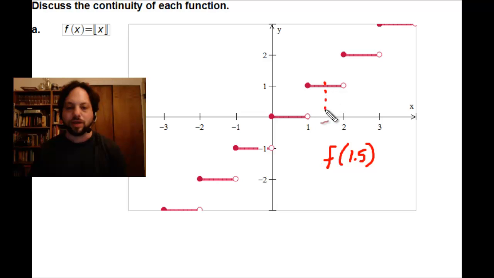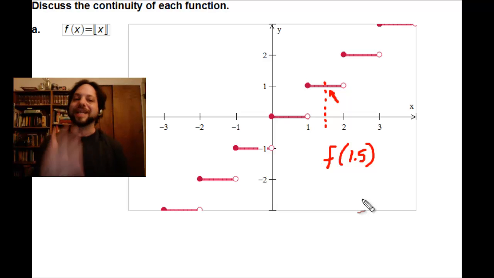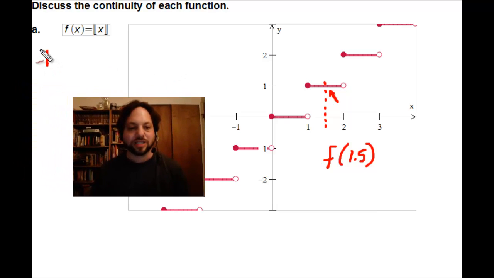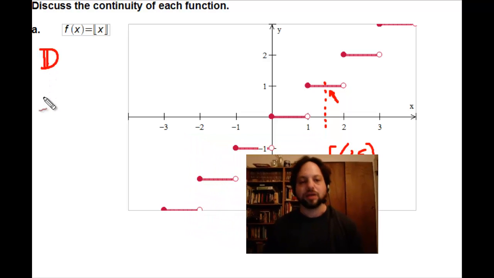And that would be 1. So that is where we get that point from. All right, so that's all the greatest integer function is. Now that we have an idea of that, why don't we talk about the continuity of it? The first thing that I do want to discuss is the domain of this function.